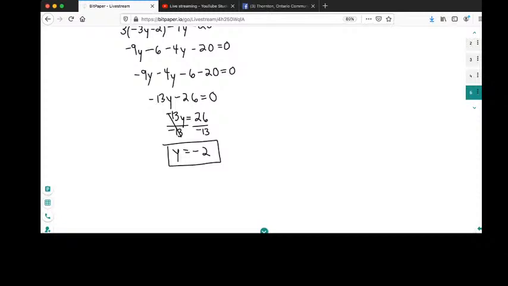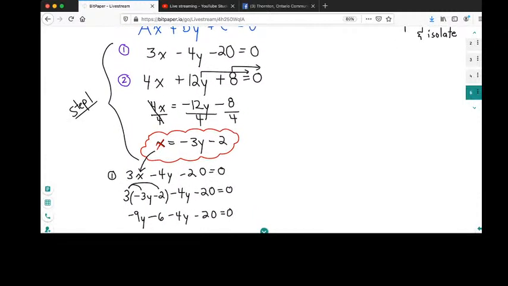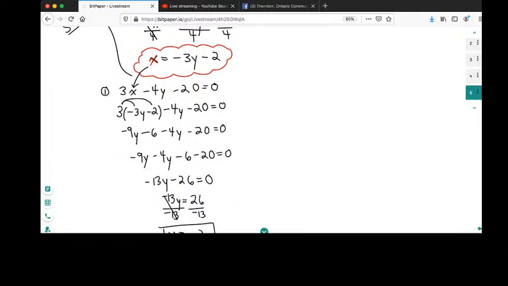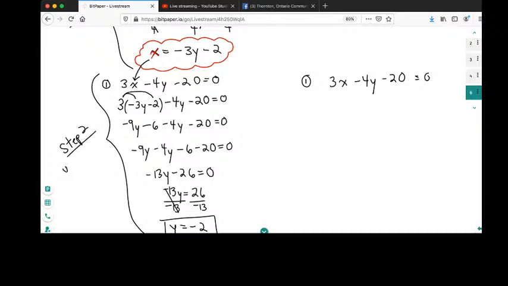I'm going to take this y value and plug it into whichever equation I think looks easier. And for me, that's going to be equation 1 right now. So equation 1, as we know, is 3x minus 4y minus 20 equals 0. So wait, let me just do this. This is step 2. Use your math synonym, aka substitution.